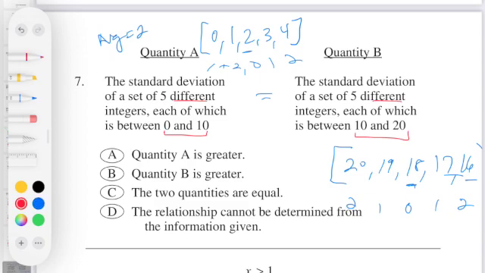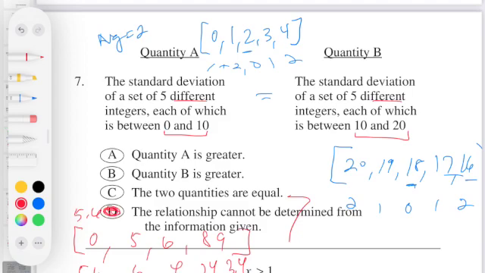Like if we did quantity A, we said the set was 0, 5, 6, 8, 9, right? And then quantity B stays the same set. Let's just look at this. 0, so 5 and 6 is 11, 8 and 9 is 17. 17 plus 11 is 28. 28 divided by 5 is 5.6, okay, so the average is 5.6. So let's look at the difference. This is 5.6, this one is 0.6, this one is 0.4, this one is 2.4, and 3.4. So you can see that in this case, this standard deviation is going to be greater than that standard deviation.